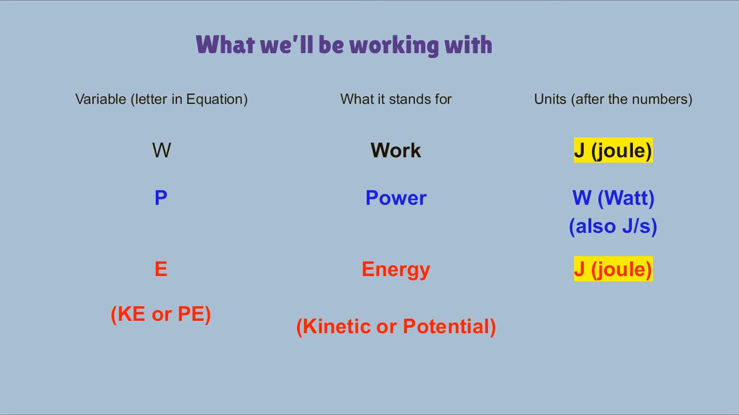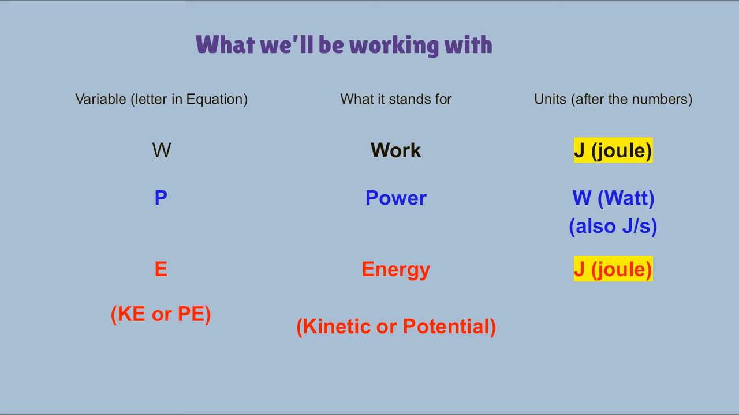Here are some of the variables and the units which we'll be working with. W in an equation is going to stand for work. However, a W after a number will be the units for power, which stands for watts. So when we're talking about work, the variable which you see in the equation is W. That stands for work. The unit for work is J, or joules.